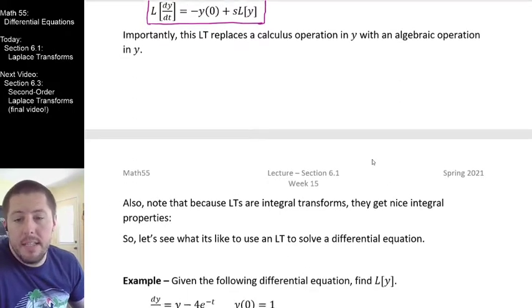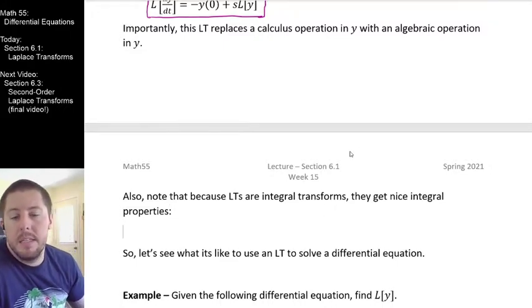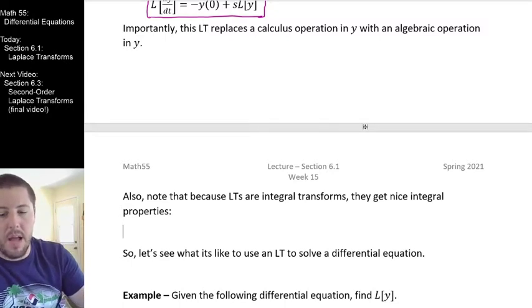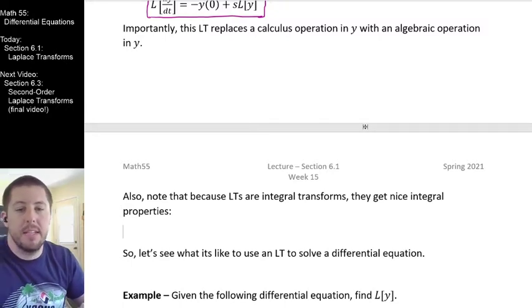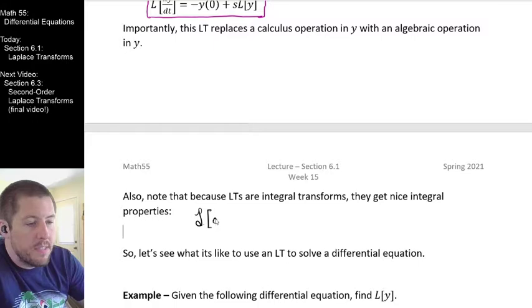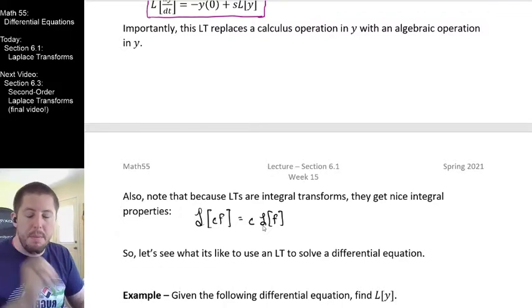So some other nice things that we get here. It's also going to be the case that because Laplace transforms are just integral transforms, it's just us applying an integral operation here. What that means is that we get some of the really nice properties that are associated with integrals, such as the fact that if we take the Laplace transform of c times some function f, constants aren't affected by integration, right? So we know that we can just pull constants out front. Because a Laplace transform is an integral operation, constants can be pulled out front.